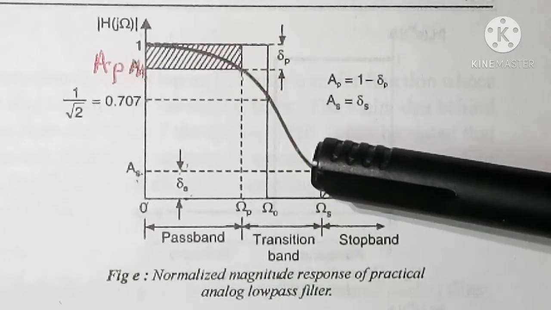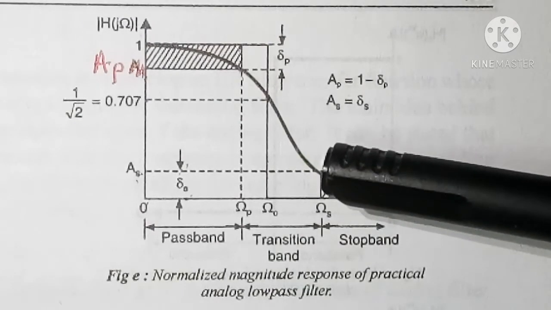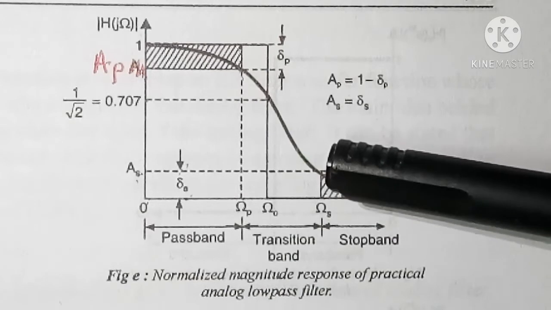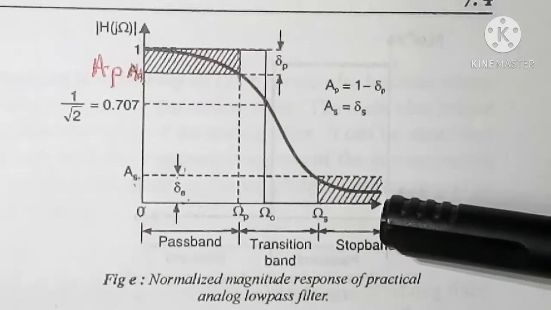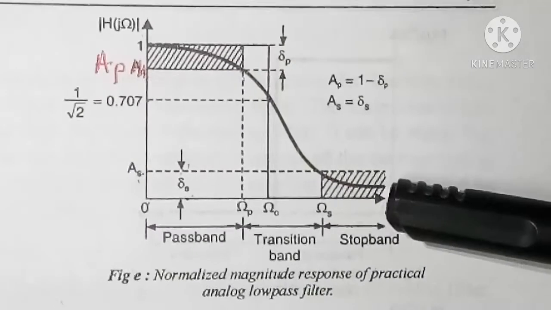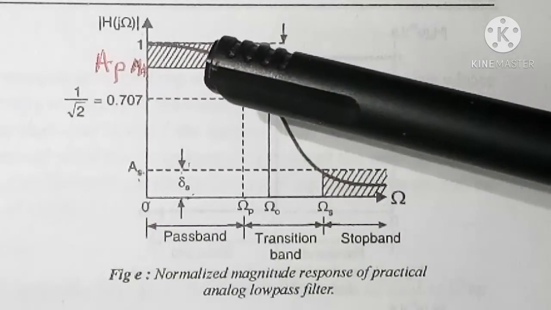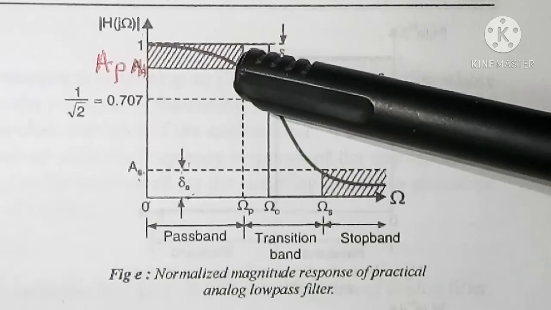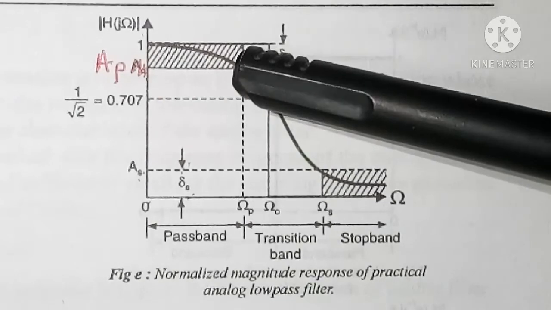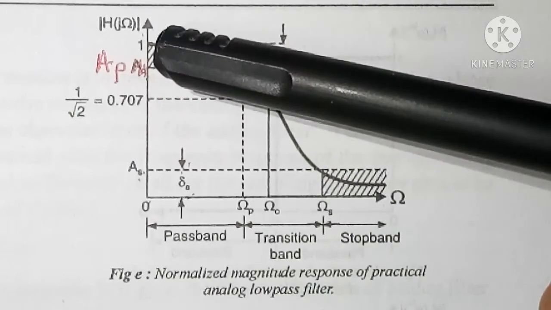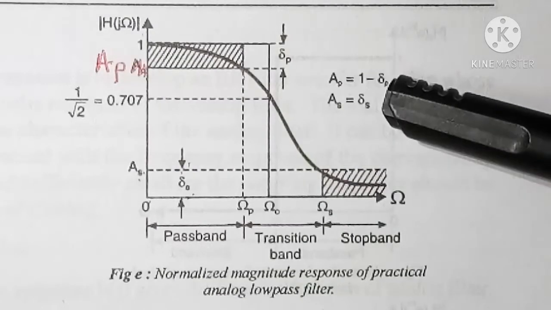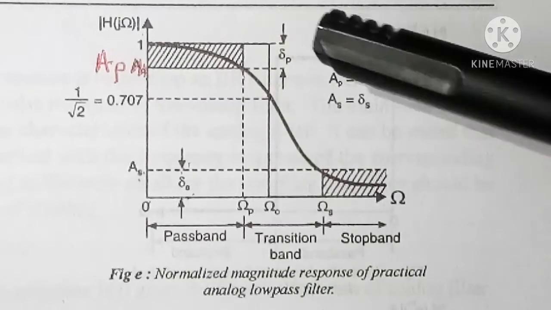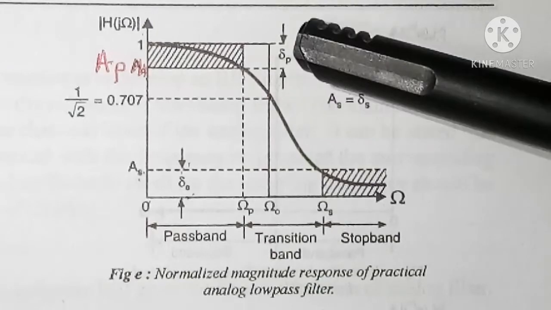So gain will be varying between delta s and 0 in the stop band. Whereas in the pass band, the magnitude is varying between 1 and A p, where A p is equal to 1 minus delta p, and the delta p is called passband ripple.